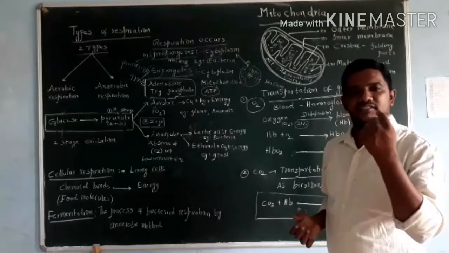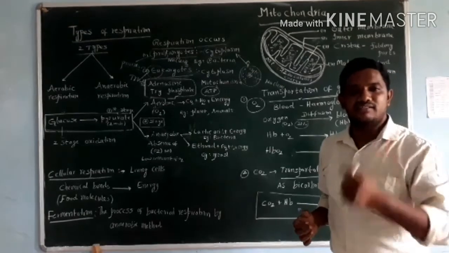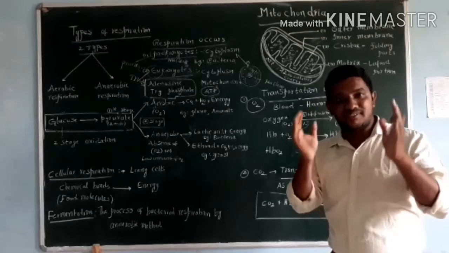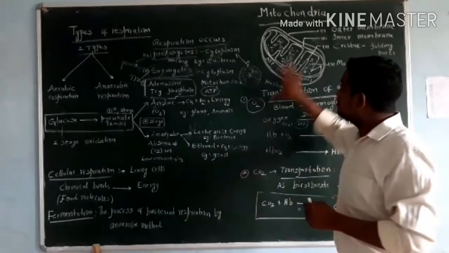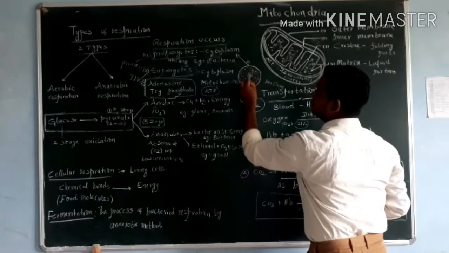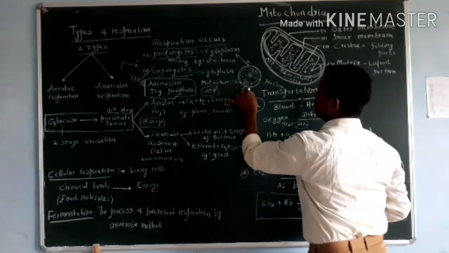Mito means small, chondrial means thread or fiber. The small thread-like structures which are present inside the cell are called mitochondria. For example, this is the cell. This is the nucleus. Here mitochondria are present. This is the mitochondria.